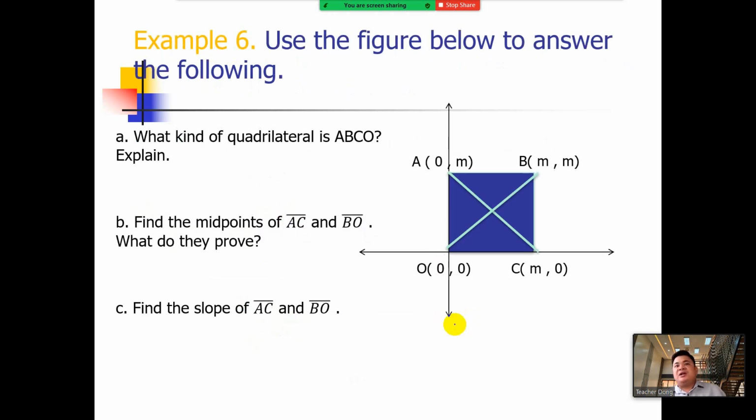Now, let's have this one. In reality, you can also experience this kind of example. Use the figure below to answer the following. Letter A, what kind of quadrilateral is ABCO? So how are we going to find out?